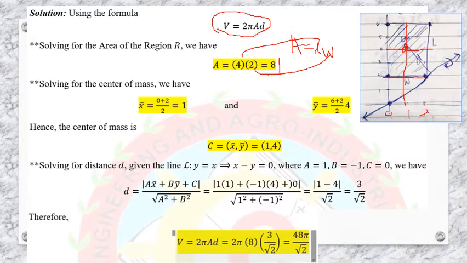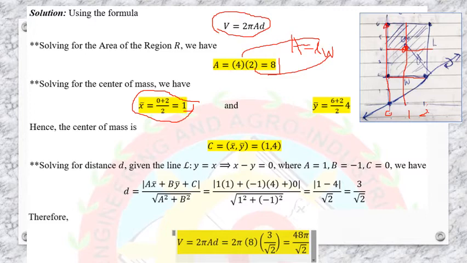So, 0 plus 2, divide natin by 2. Then, yung midpoint natin sa x, with respect to x, is equals to 1. And then, sa y-axis naman class, dito din tayo mag-base. So, dito tayo mag-start sa point na to.